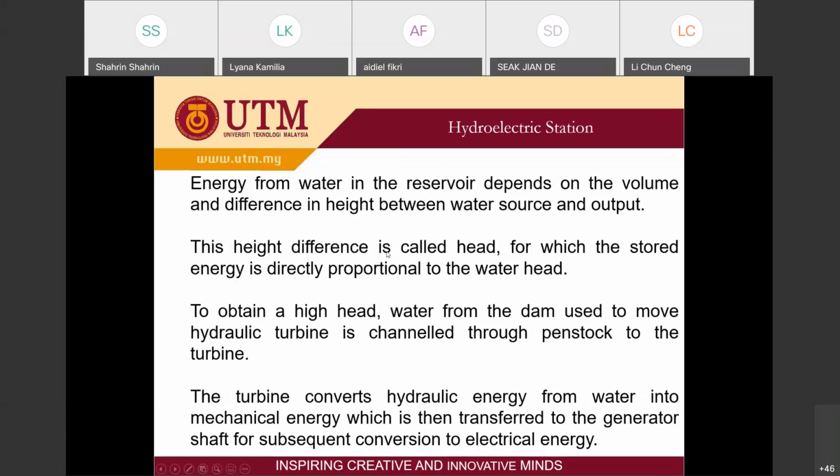The height difference is called head. The energy stored is directly proportional to the water head, meaning that the energy contained in the hydroelectric dam depends proportionally on the difference in head.